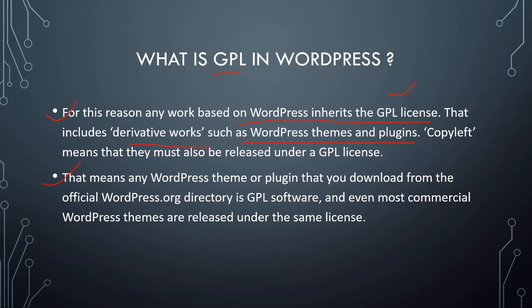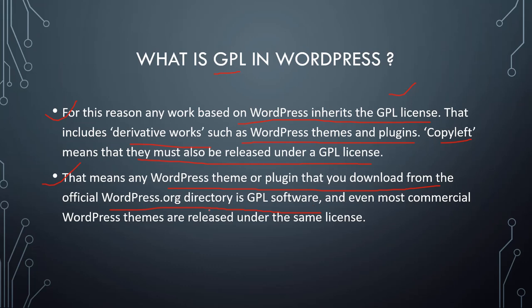Then you are also free to redistribute it further, and whoever receives these modified files can also modify it further and redistribute it to somebody else. Copyleft means that they must also be released under a GPL license. Yes, I told you just now. That means any WordPress theme or plugin that you download from the official WordPress.org directory is GPL software.